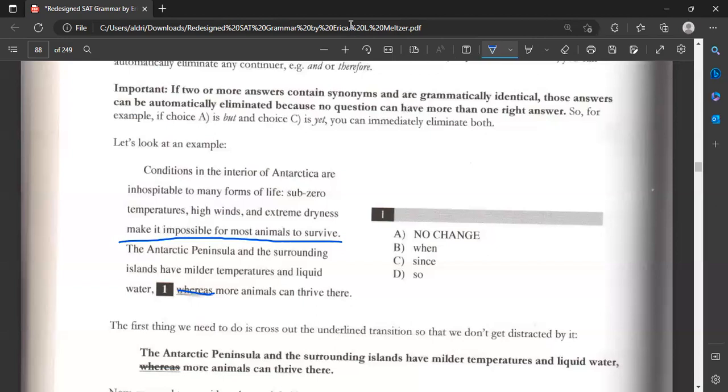Okay, so again, I agree with you. It's a cause and effect because more animals can thrive there as a result of the fact that this place has milder temperatures and liquid water. So we can use words like although, because, therefore, and so on. Since we know it's a cause and effect transition, what do you think our answer should be, looking at the options A, B, C, and D?